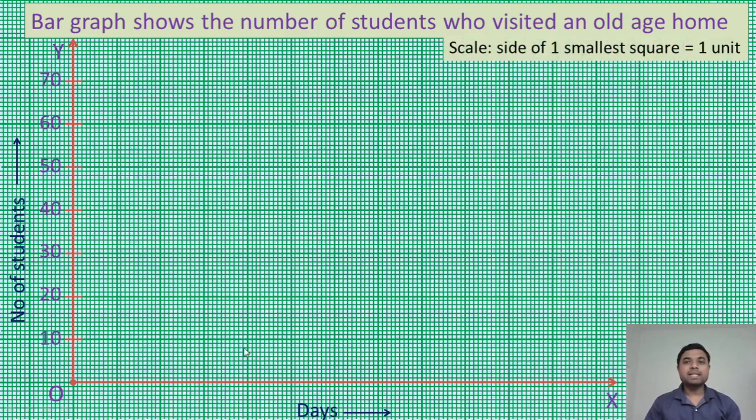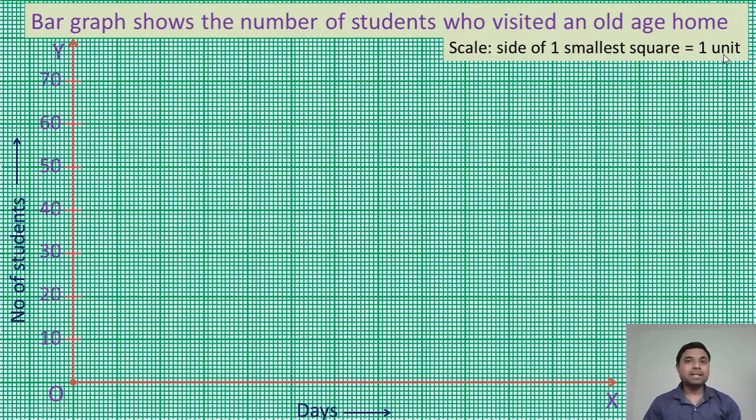So you have to write the scale. What is the scale? Side of one smallest square is equal to 1 unit. So for one smallest square you take 1. Here 10 means 10 students, 20 students, 30 students. You can write here that side of one smallest square is equal to 1 student. Up to this, is it clear?